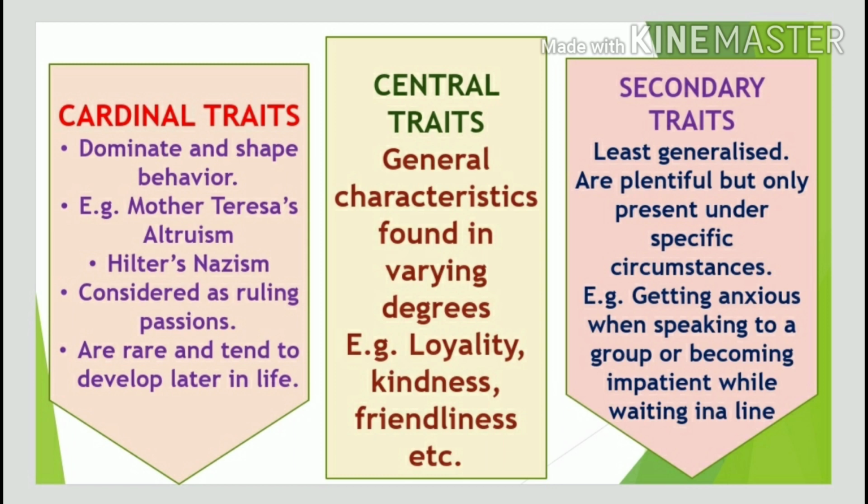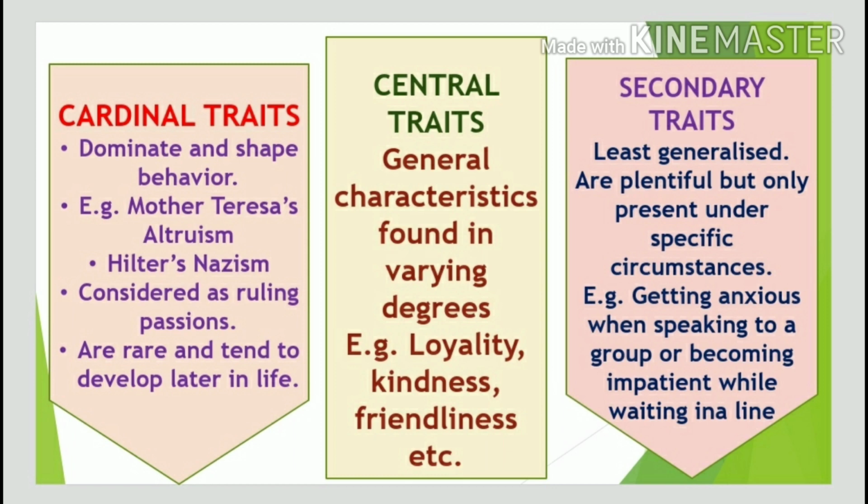And secondary traits, which exist at the bottom of the hierarchy, are also known as least generalized traits because they are not quite as obvious or consistent as cardinal traits. They are plentiful in number, but only present under specific circumstances. They are sometimes related to preferences or attitudes. For example, getting anxious when speaking to a group or becoming impatient while waiting in a line. So these are just situational traits.